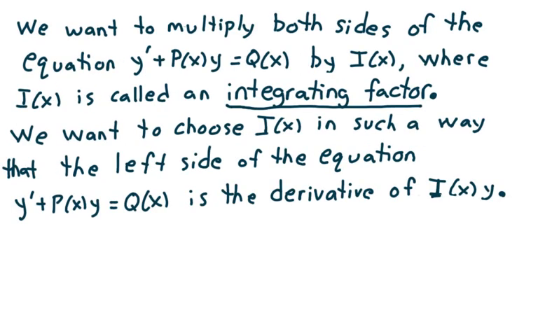We want to multiply both sides of the equation y prime plus p of x y equals q of x by some function I of x, where I of x is called an integrating factor. This integrating factor will help us solve differential equations of this form. Now, we want to choose I of x in such a way that the left side of the equation is the derivative of I of x multiplied by y. That's the idea.